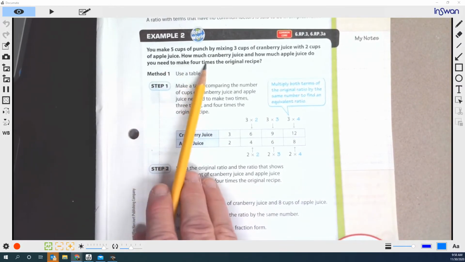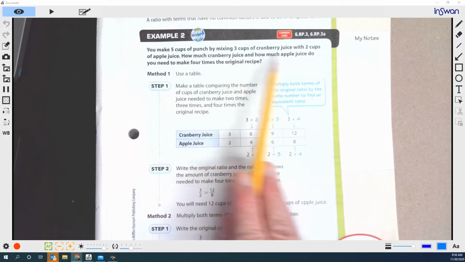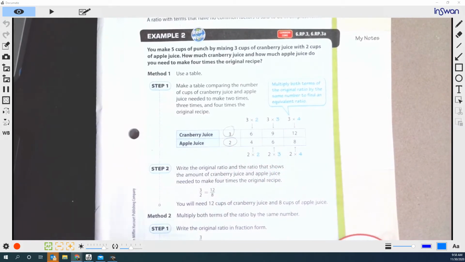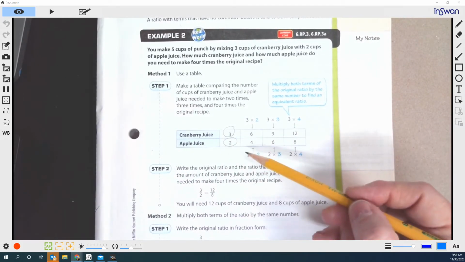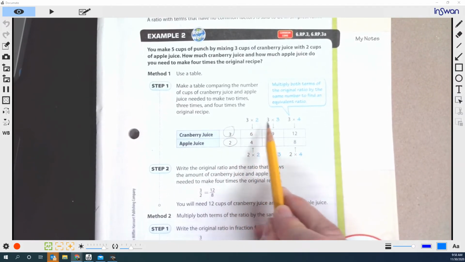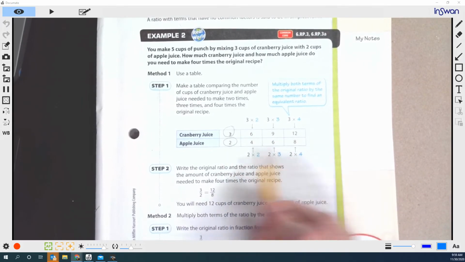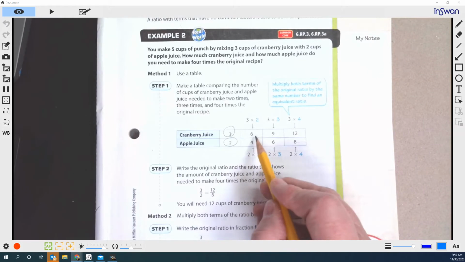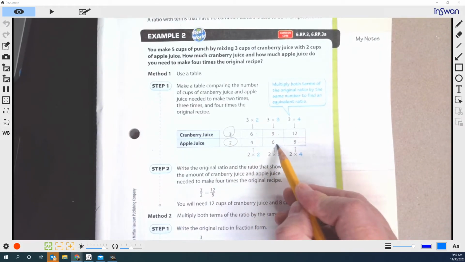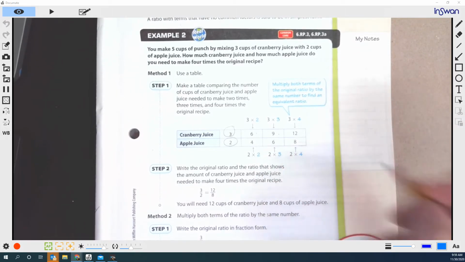If we look at the example with the punch, make 5 cups of punch by mixing 3 cups of cranberry juice with 2 cups of apple juice. So that means for every 3 cranberry, you're going to have 2 apple juice, and you can make the table going across by taking that and multiplying each one by 1 more to get the equivalent ratio. So 3 times 2 is 6, 2 times 2 is 4, 3 times 3 is 9, 2 times 3 is 6. 3 times 4 is 12, and 2 times 4 is 8. And we could keep going.